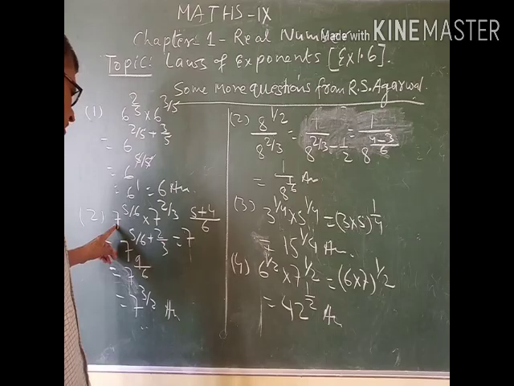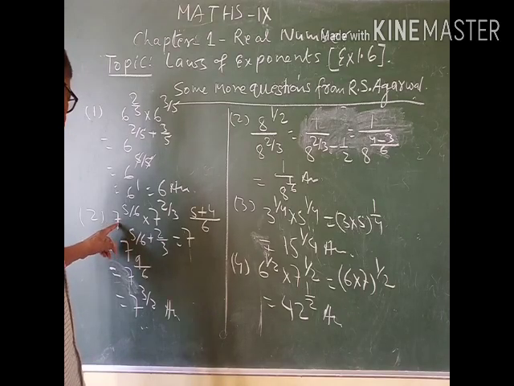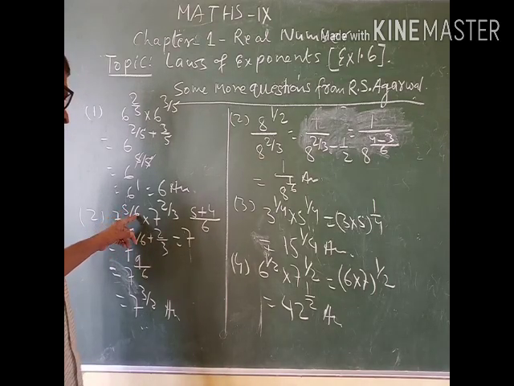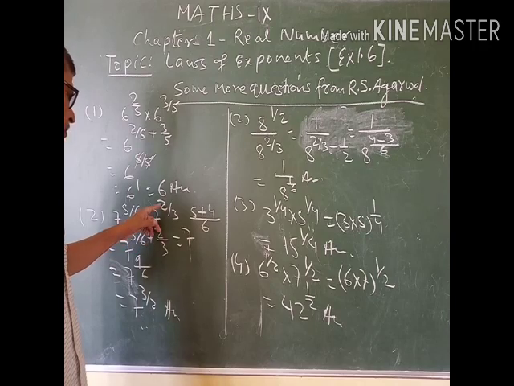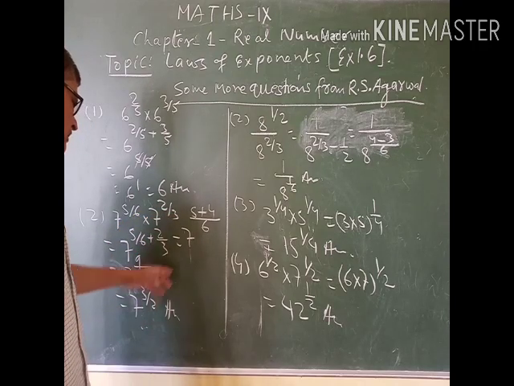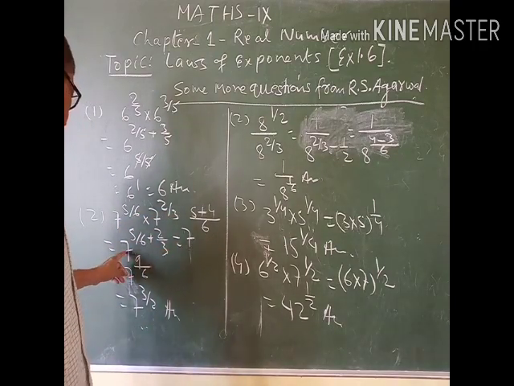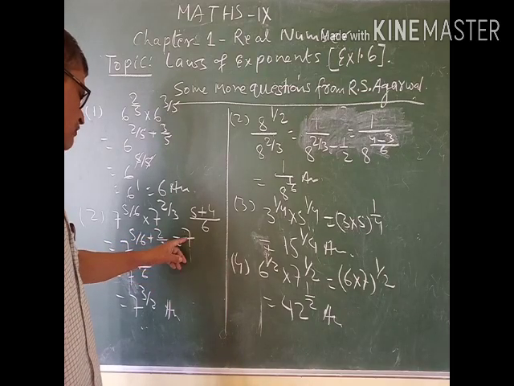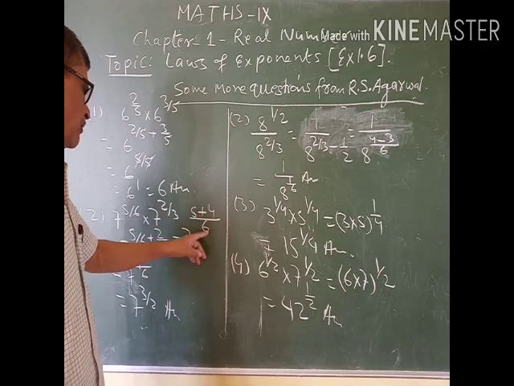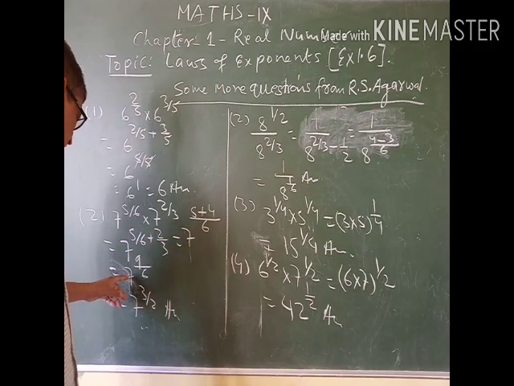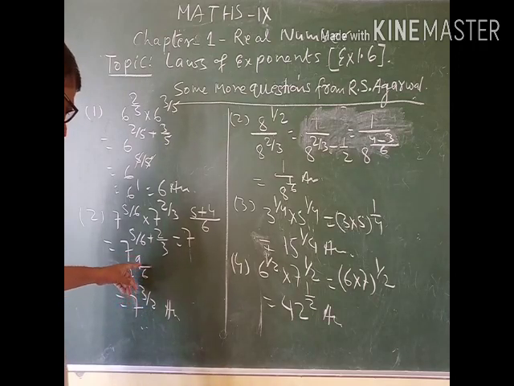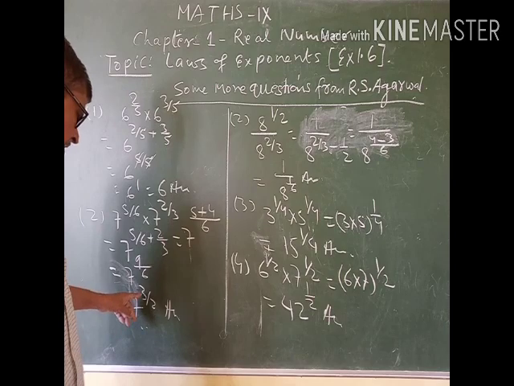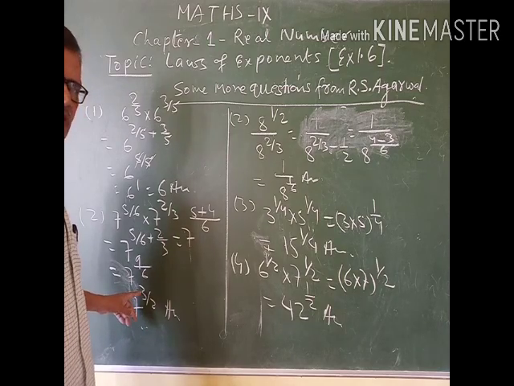Again the same thing is here: 7 to the power 5 by 6 into 7 to the power 2 by 3. You can write here 7 to the power 5 by 6 plus 2 by 3 equal to 7 to the power 5 plus 4 by 6, and this will give you 7 to the power 9 by 6. You can cancel by 3 and you will get 7 to the power 3 by 2.